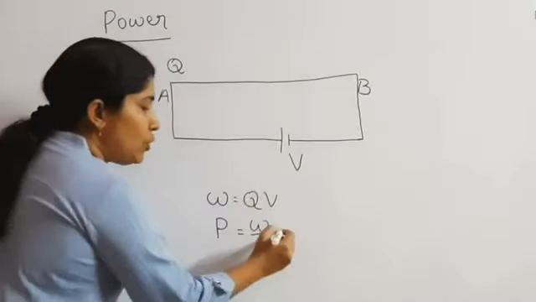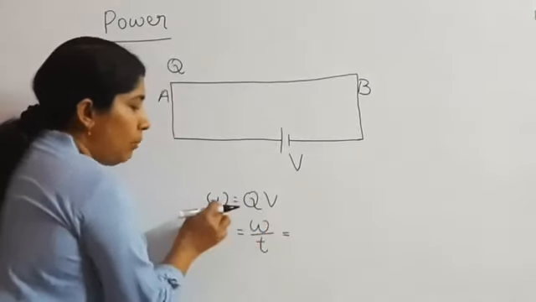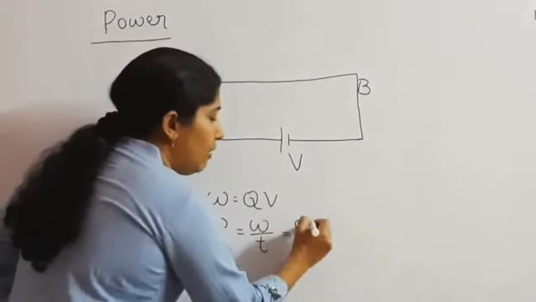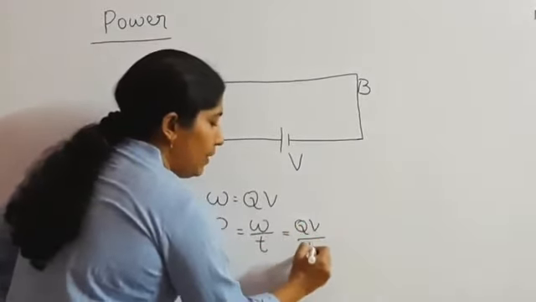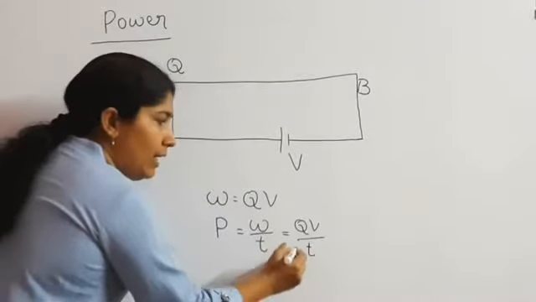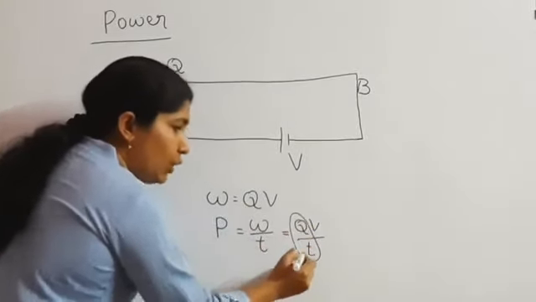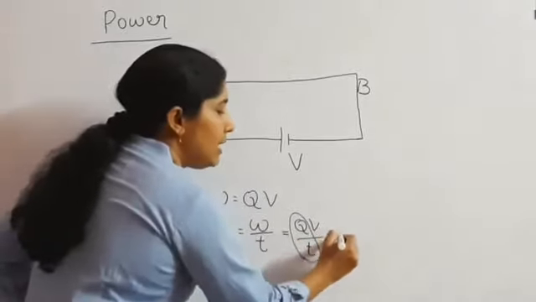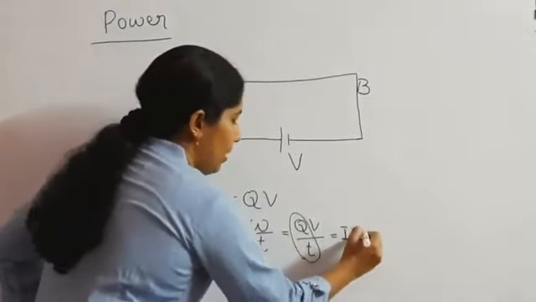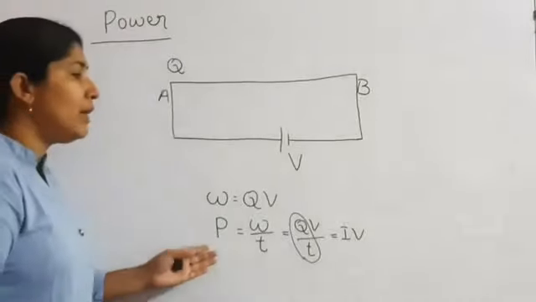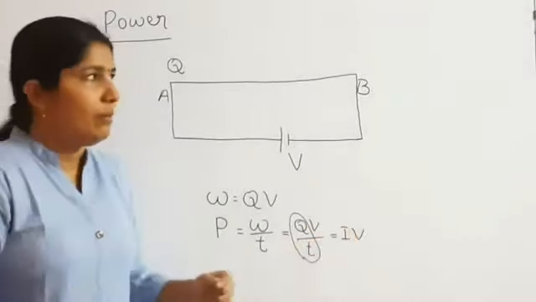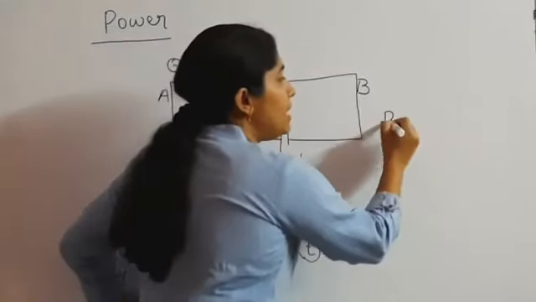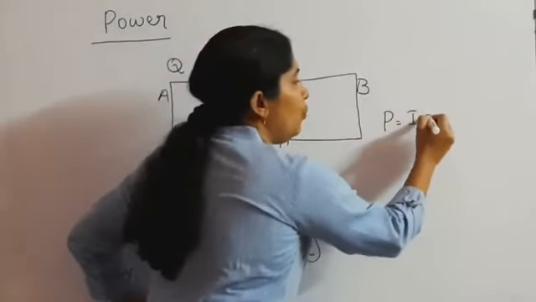Now, we want to substitute the value of work. Work W is equal to Q into V, that is QV divided by T. What is Q by T? This is also studied. Q by T is equal to I. Therefore, we can write it as I into V. Then power P is equal to I into V. The first equation for the power is P equal to I into V.